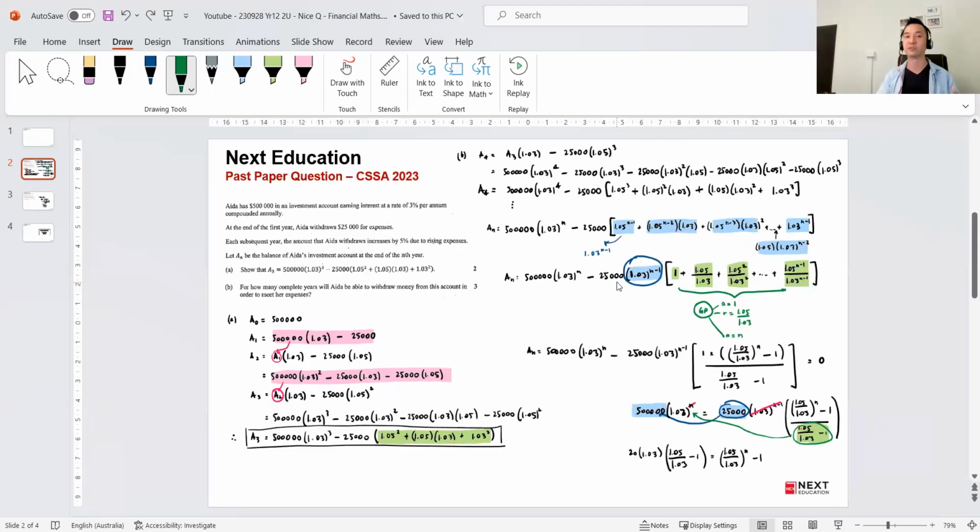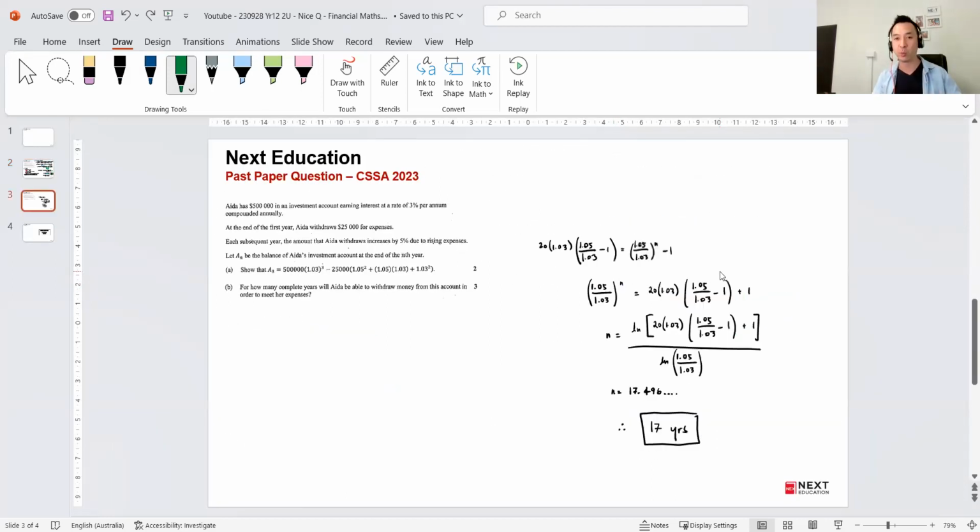Yes, there's a lot of fractions involved, but the aim is to get an equation that we can use logs for. And you knew it was going to be logs because whenever you're doing these power questions and they're finding a number of years and those types of questions, it's going to be log.